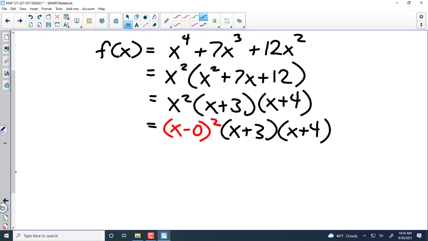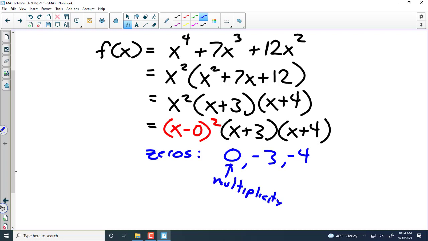So if someone told me to give all the zeros of this one, I would say they are 0, -3, and -4. And I might even make a little note that this particular 0 has a multiplicity of 2, meaning it was an x squared, not just an x, so it kind of showed up twice.